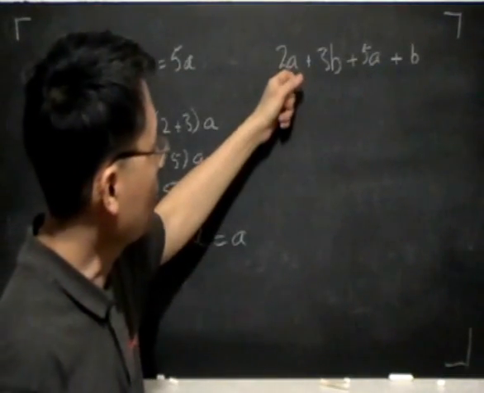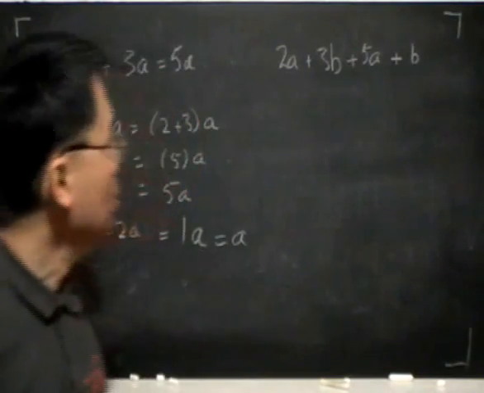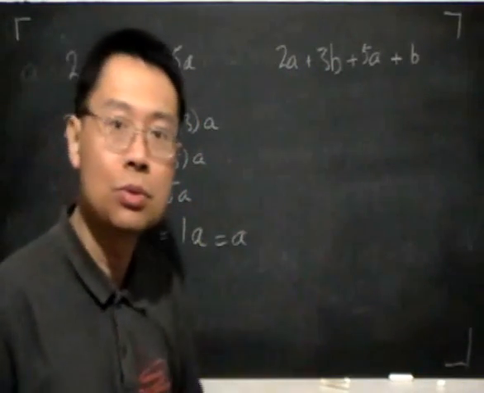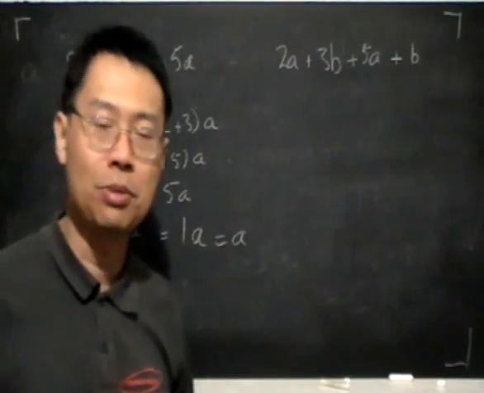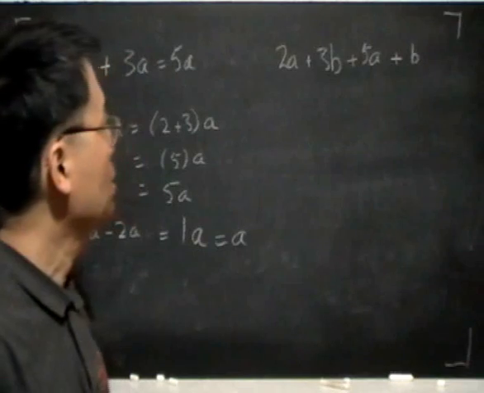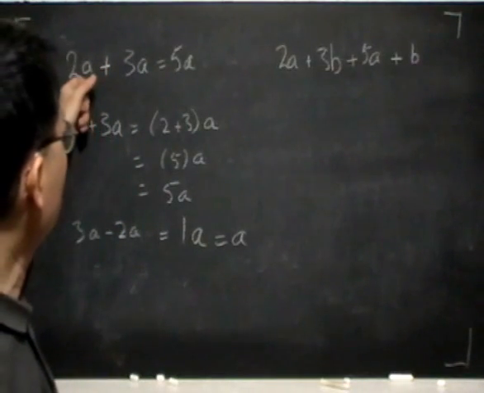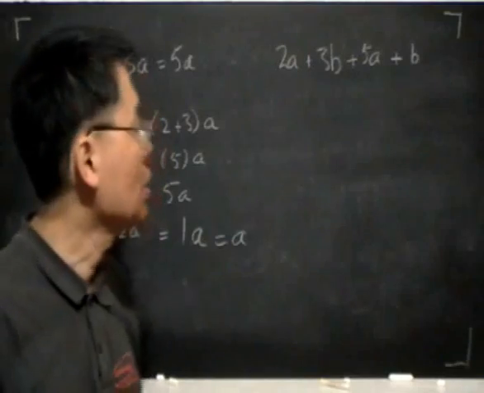But how can we simplify 2a plus 3b? It's like adding 2 apples to 3 oranges. You can't just simplify that. And in fact, it cannot be simplified. You can only simplify them if you have the same symbols in the terms.